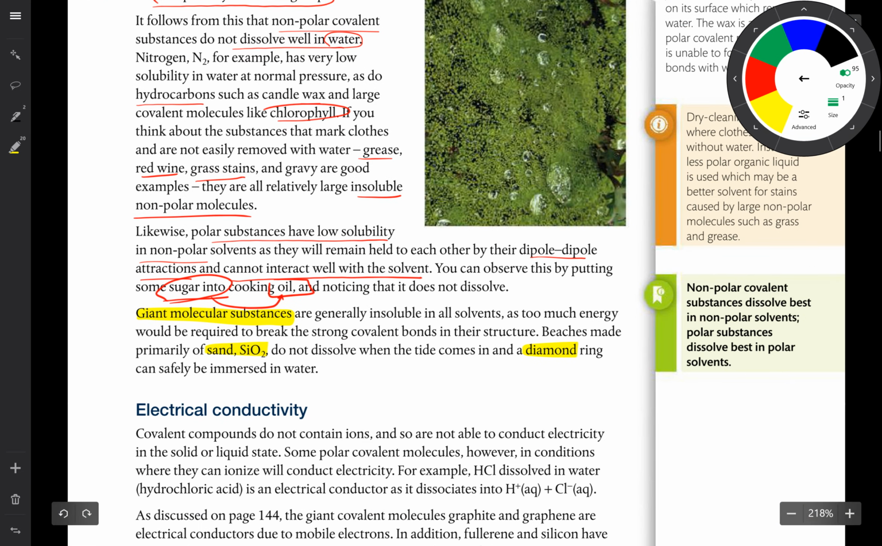And for the giant molecular substances, because the atoms are held together by strong covalent bonds, it's not easy to break them and form another attraction with the solvent, so they are non-soluble.